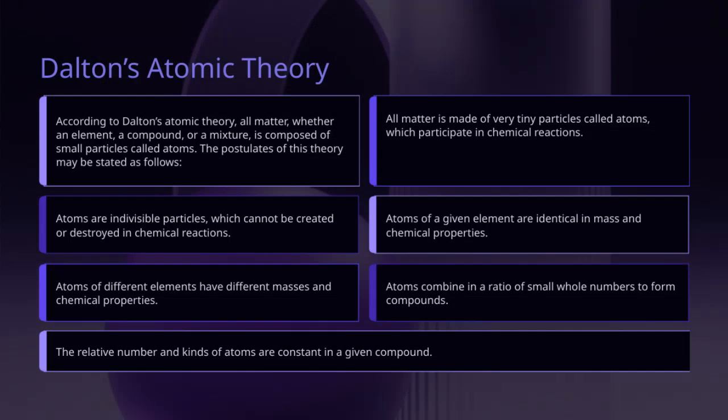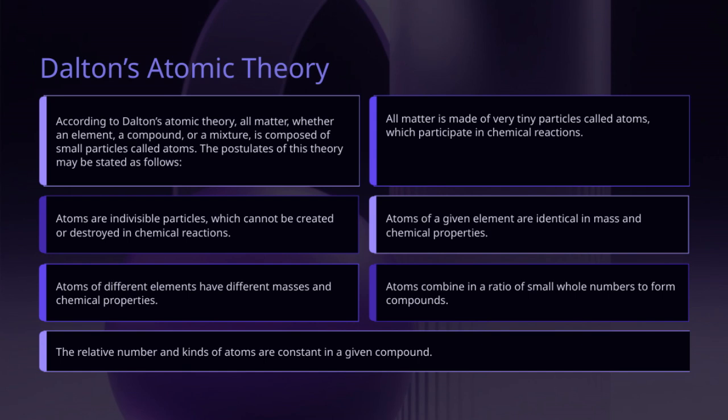Let's talk about how atoms come together to form compounds. They do so in ratios of small whole numbers, which helps explain the predictable proportions we see in chemistry. Now, an important point is that atoms of a given element are identical in both mass and chemical properties. This means every atom of, say, carbon behaves the same way. All matter around us is made up of these tiny particles called atoms, and these atoms participate in chemical reactions, whether they're breaking apart or combining to form new substances.